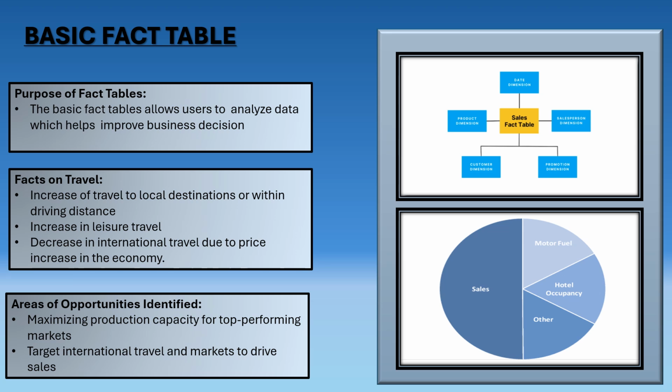Areas of opportunity identified for Priceline. Priceline can really zone in on maximizing production capacity for top performing markets. They can also decide to target international travel and markets to drive sales in those markets.